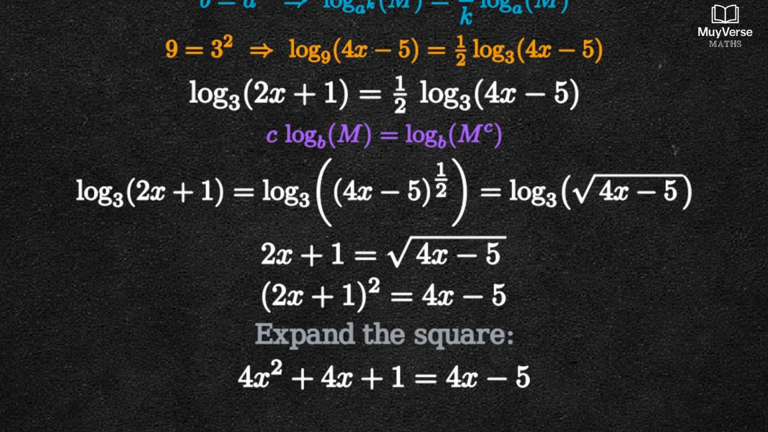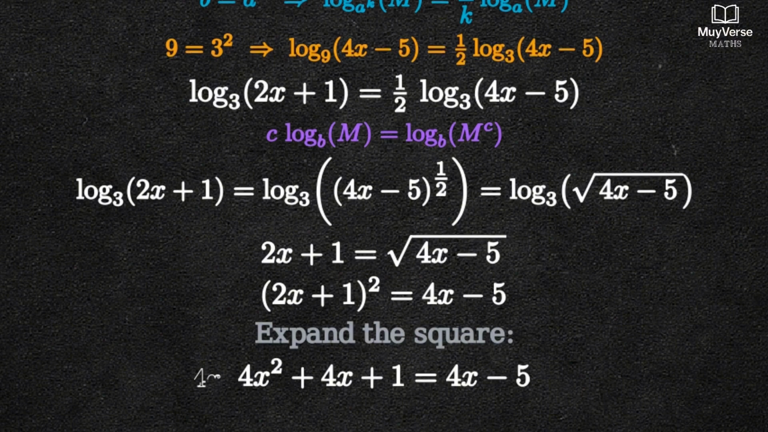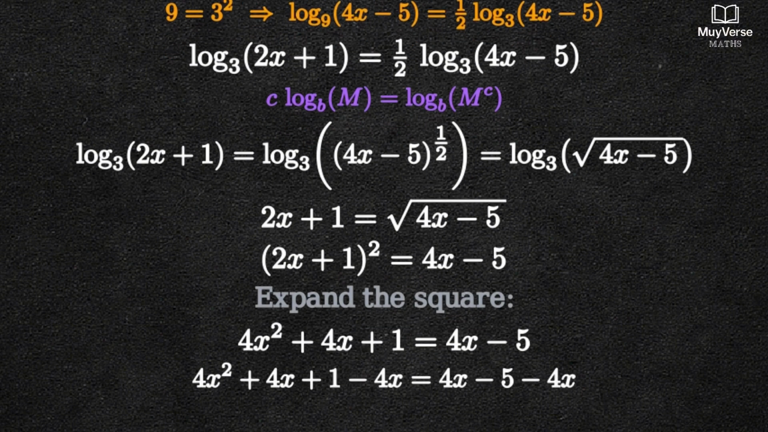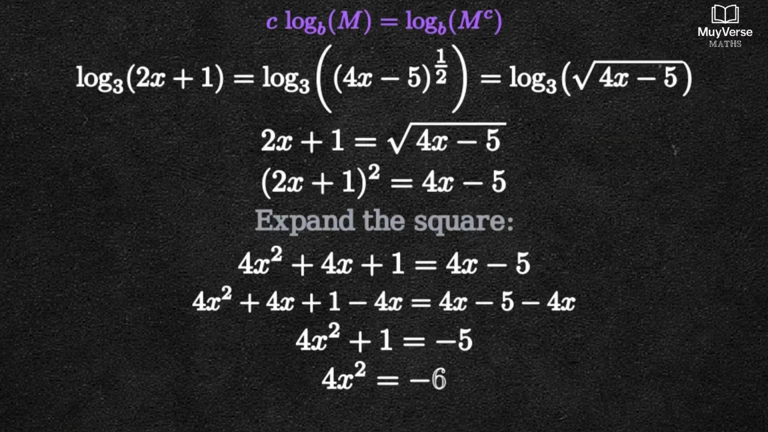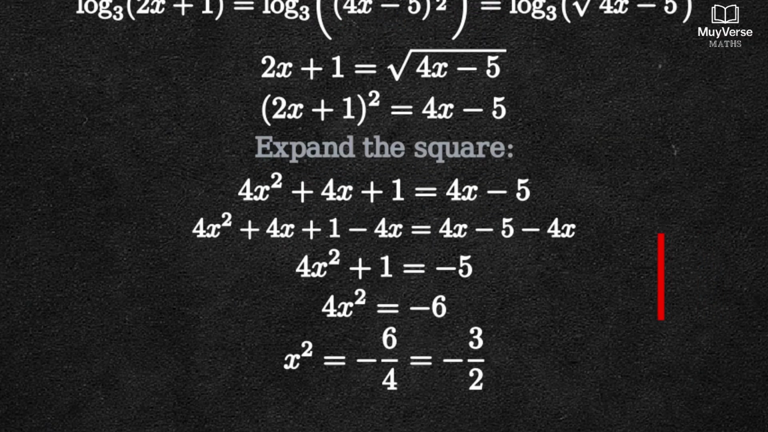Step 4. Solve the resulting quadratic equation carefully. Subtract 4x from both sides. Then subtract 1 from both sides. Finally divide by 4. We obtain x squared equals negative 3/2.